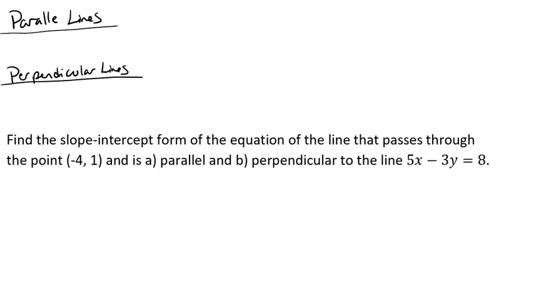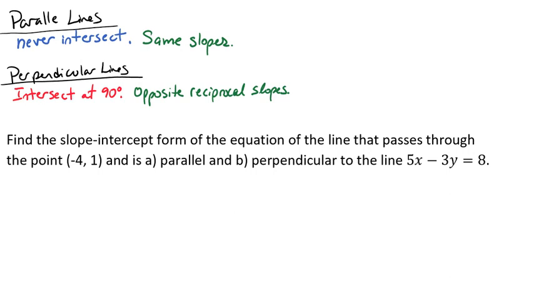In this video, we're going to be writing the equation of a line that passes through a given point that is parallel and an equation that is perpendicular to a given line. So there's some things we need to remember about parallel lines. First, they never intersect, and they have the same slopes. Now, perpendicular lines intersect at 90 degrees, and they have opposite reciprocal slopes. And their slopes will also multiply to a -1.